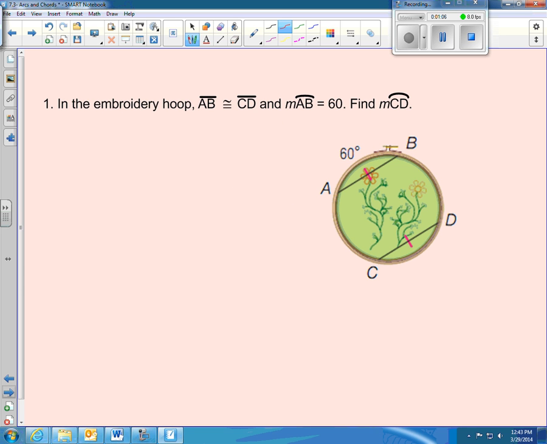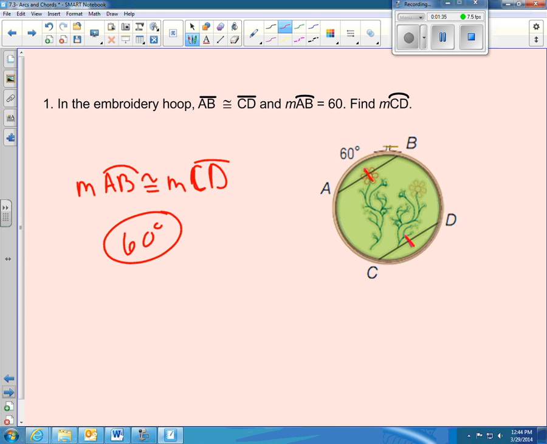So let's use that in an example. In the embroidery hoop, AB is congruent to CD, as marked with the little red lines here. And the measure of arc AB is 60. Find the measure of CD. The chords are congruent, so the arcs are congruent. So we know that the measure of AB is equal to the measure of CD. So CD is also 60 degrees. Nothing too difficult for that one.